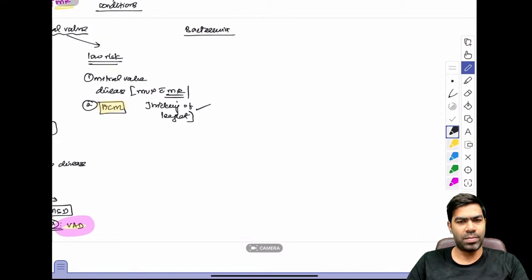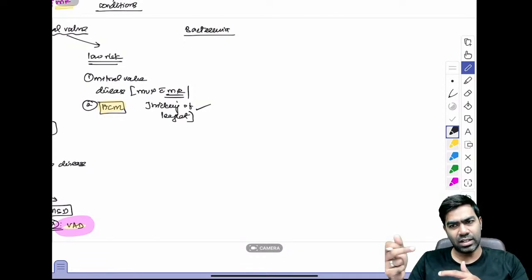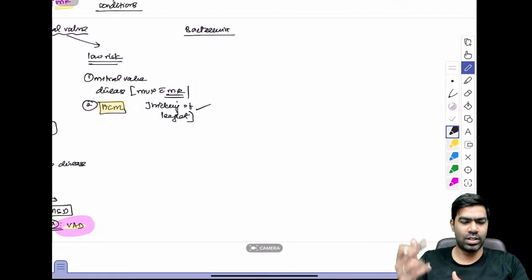Then coming to bacteremia. Bacteremia means it's not directly related to the heart, but there is a sepsis somewhere else in the body creating a sort of septicemia, and that bacteria is adhering to the valve and causing infected endocarditis. So what are the risk factors for development of bacteremia? Bacteremia, again, you can divide into primary and secondary bacteremias.